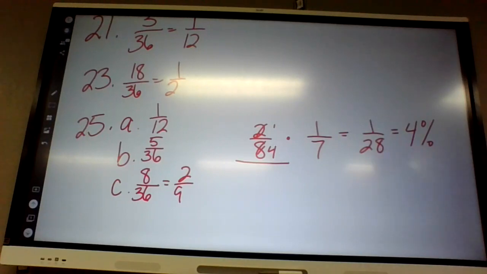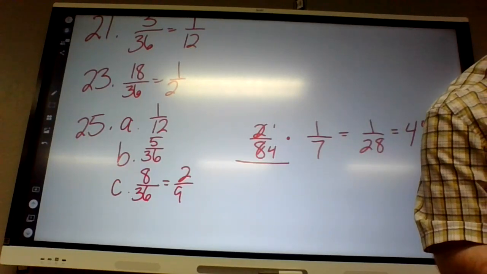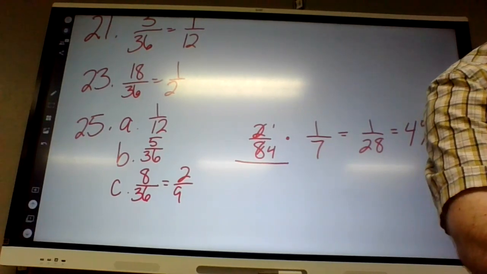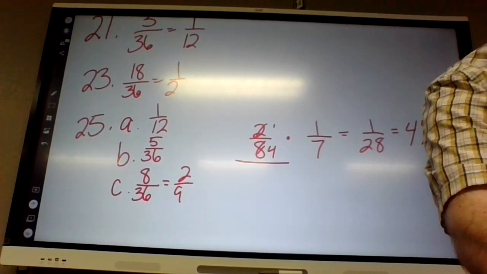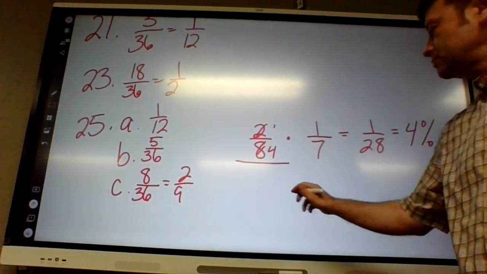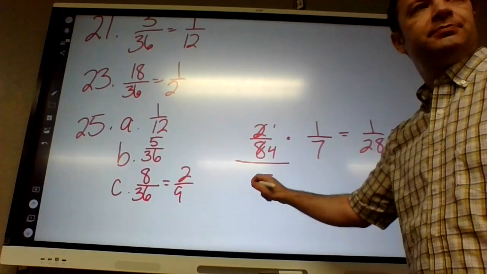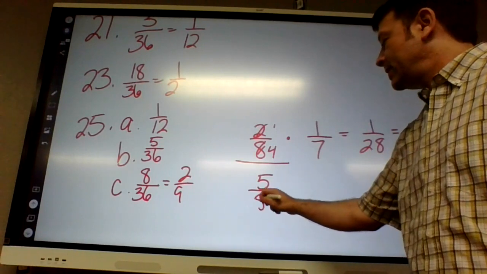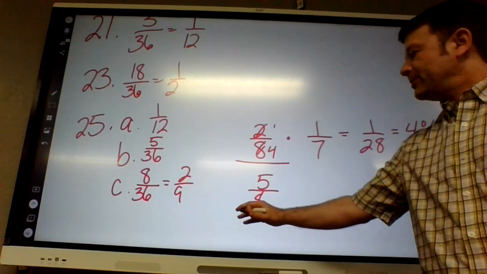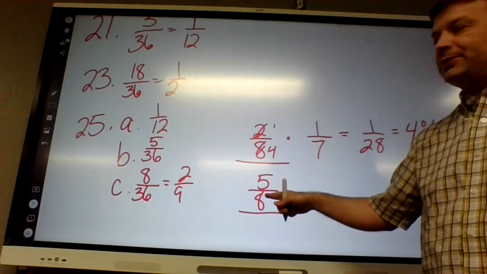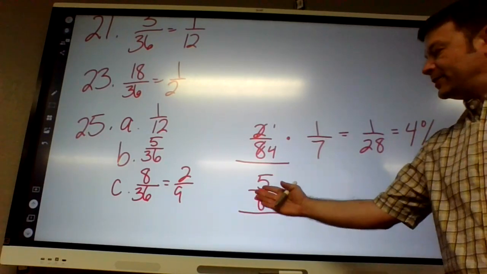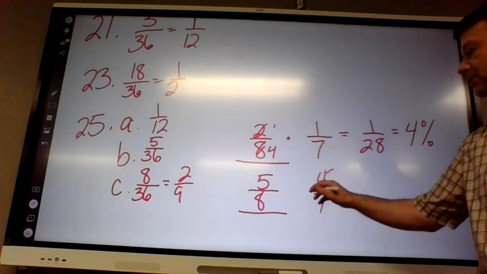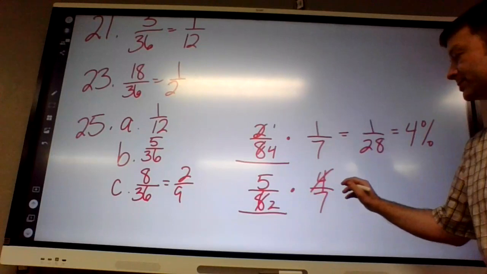Okay, the second question, still on 27, is what's the probability that they will both be sophomores? So how many sophomores are there? 5. Sophomore boys, not sophomore girls. Okay. 5 sophomores out of 8. So this would give us the probability that the first slot is filled with a sophomore. What's the probability that, given that this one's a sophomore, this one is too? 4 out of 7. Okay, so you have to multiply those together.